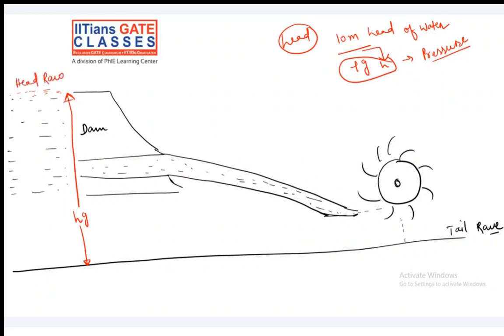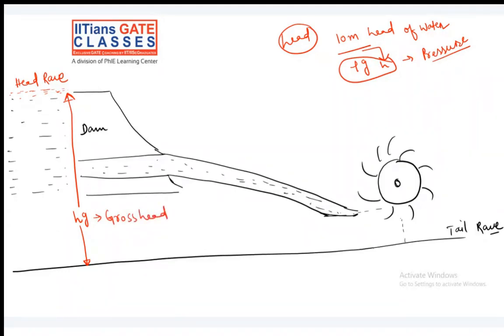First thing, what do I say? That we have gross head, which means the total head available at the dam, or whatever storage you have, maybe it is not a dam, just a water storage place. So what is that head available with respect to what? This is your datum part, right? This is called Hg. Hg means gross head. Okay, first thing clear.